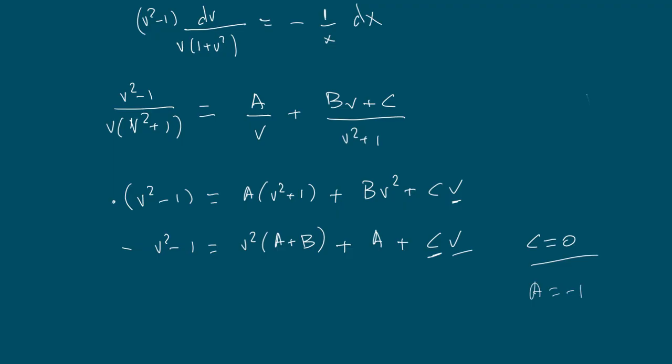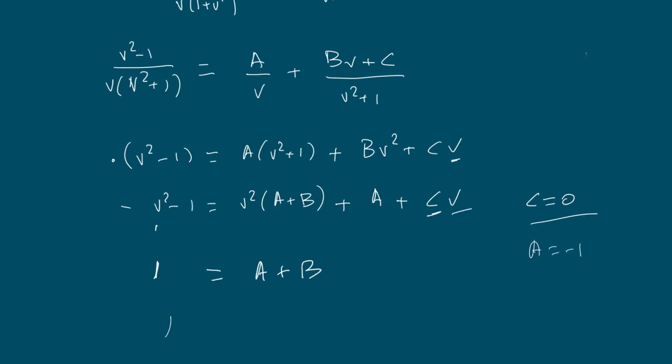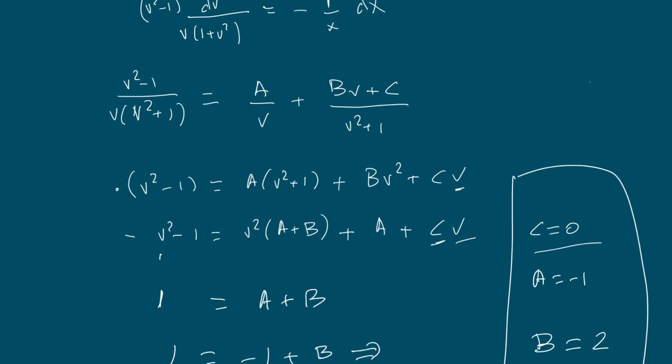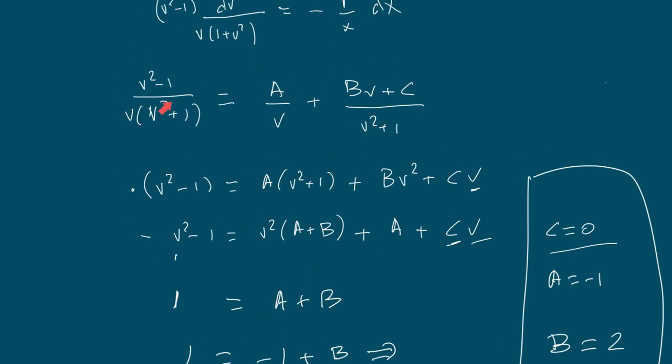And the v squared coefficient, the 1, will be a plus b. But a is minus 1. So I have the equation 1 equals minus 1 plus b. So b should be 2. So I found the terms. Now I have to do this integral, and I'm done. Let's see what we can find.